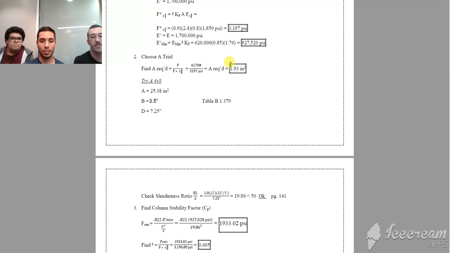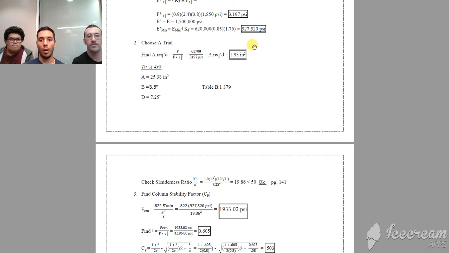The next step is going to be to find your FC star parallel, and as you can see, the formula is listed right here. So once we gather all of our numbers, it's just a plug and chug, and the number is going to be 3,197 psi. The next step is going to be to find your E min, which can be defined by E min times the factors, and that number is listed here. Mo is going to continue and explain how to choose a trial.